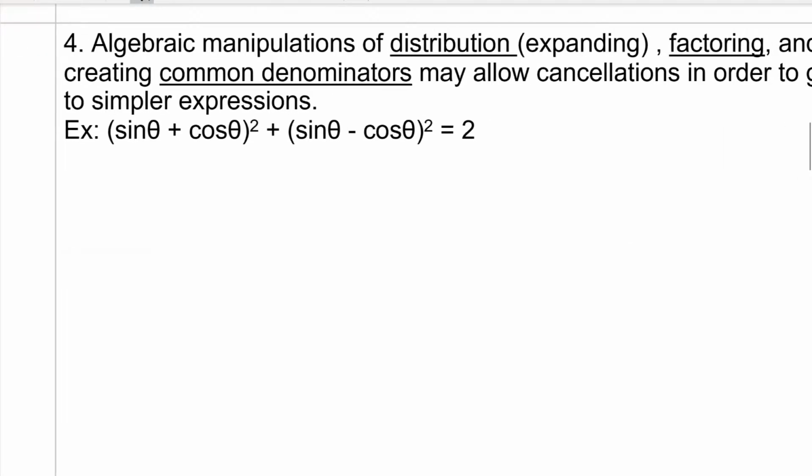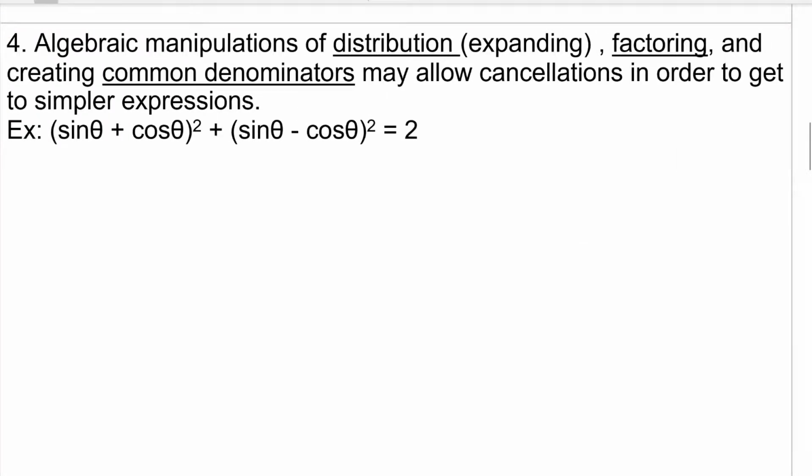My fourth trick for you guys is to use algebraic manipulations. This means that almost everything we've learned to this point, such as distribution, factoring, creating common denominators, these are all different methods that we can use to manipulate algebraic expressions. So these will also come in handy when you are needing to prove things, right?